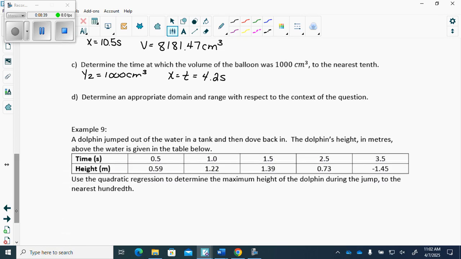All right. Then we're going to example 9. What's the first thing we do? Go to our y equals, clear it out. Then go to our lists, clear them out. You guys don't have a list?